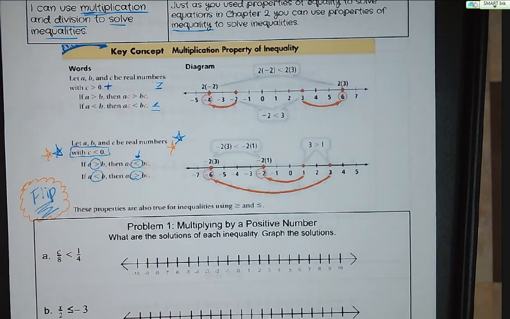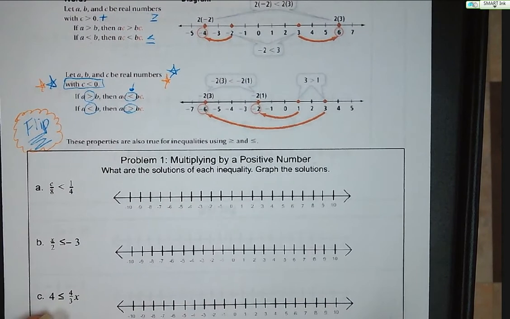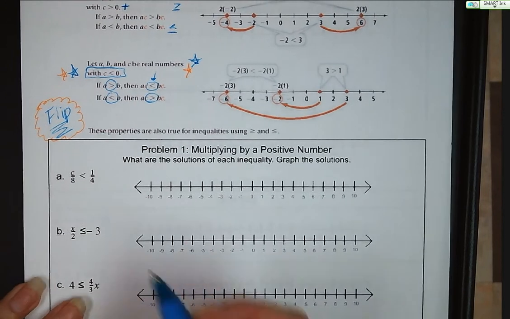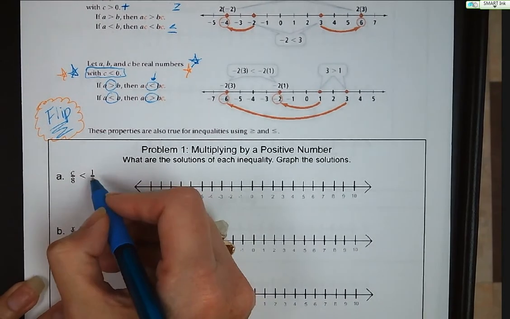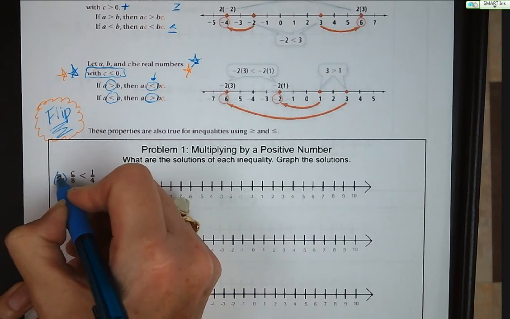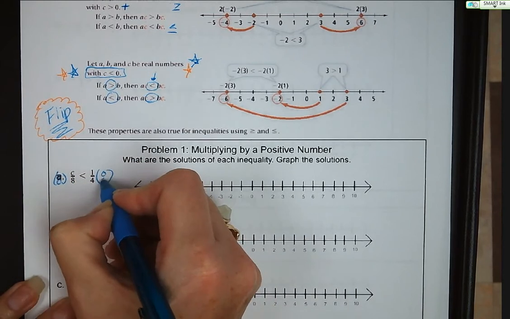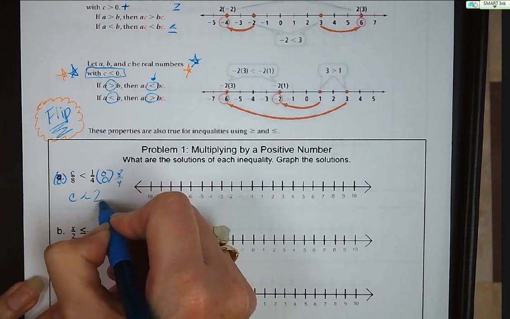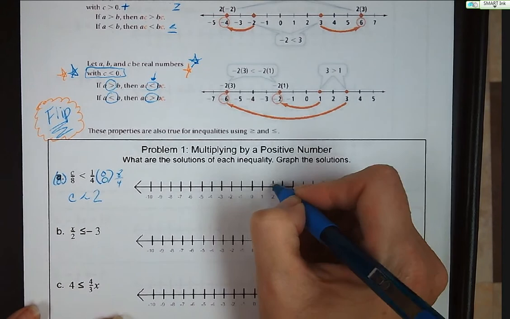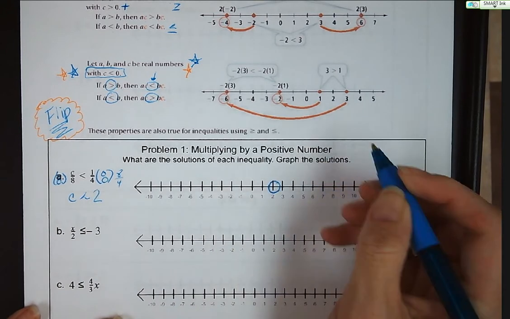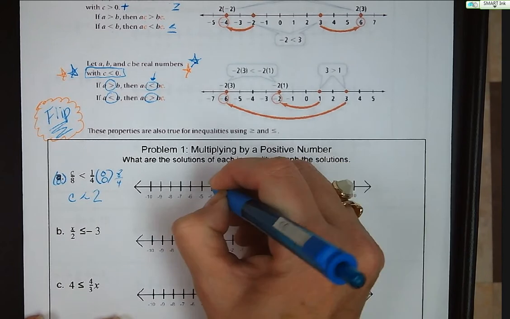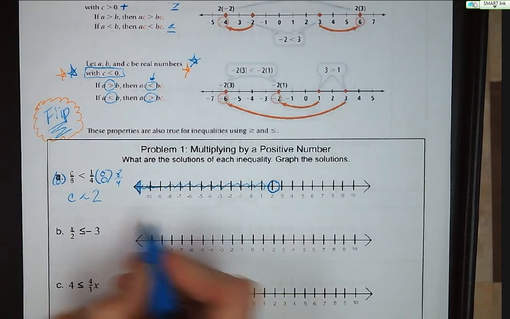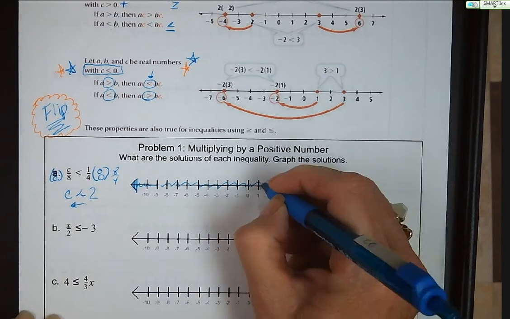All right, so for problem number 1, we are multiplying by a positive number. We want to solve each inequality and then graph the solutions. So we have c over 8 is less than 1/4. So we are going to multiply both sides of our inequality by 8. And that will give us c is less than 8/4, which is 2. So we have an open dot at 2. Our variable is on the left, so we can use that little hint that we are going to be shading to the left. Make sure it is clear which direction you are shading.